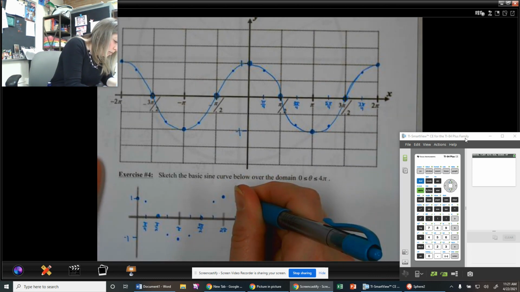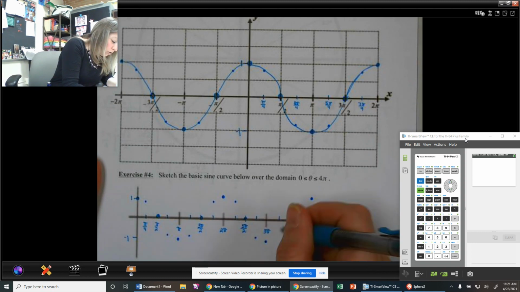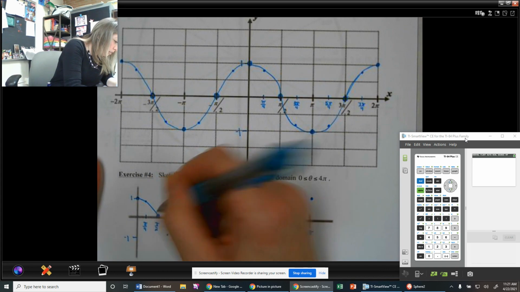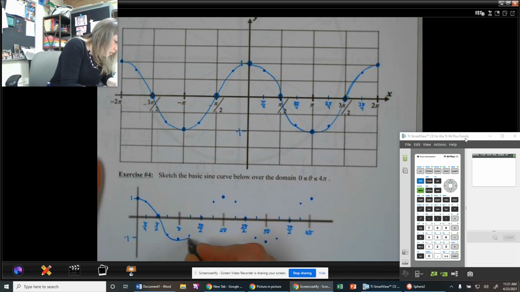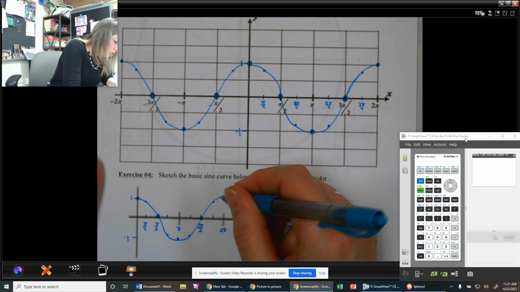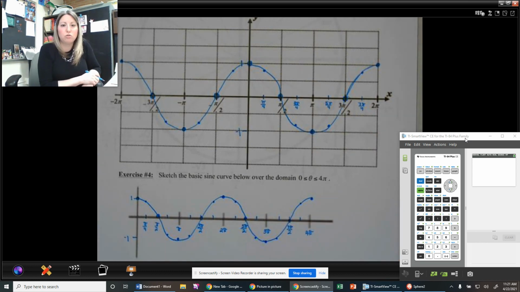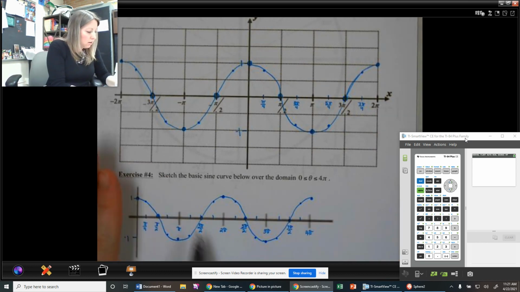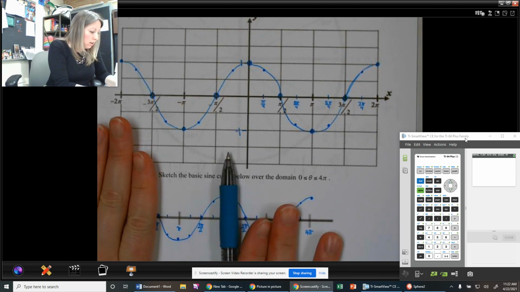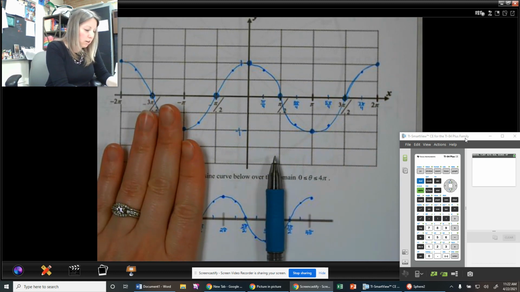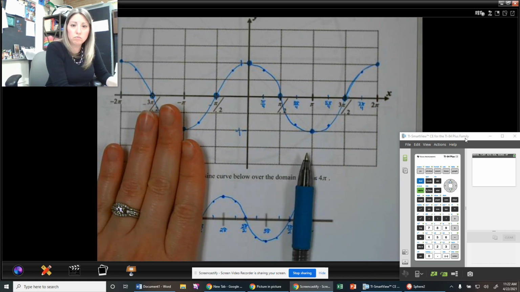Sketching in my radical 2 over 2s, and connect. As we connect this curve here, we really do get the sense that this is just like the sine curve, exactly like the sine curve, just scooched over. You can see it if you start looking just here to here, or even better, just here to here. You can see that sine curve.